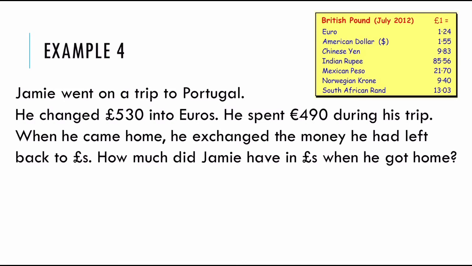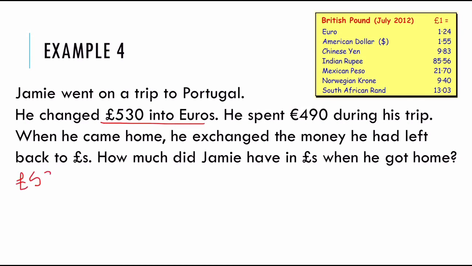Example 4. Jamie went on a trip to Portugal. He changed £530 into euros. He spent €490 during his trip. When he came home, he exchanged the money he had left back to pounds. How much did Jamie have in pounds when he got home? Okay, so let's start at the beginning then. So he changed £530 into euros. So let's do that first.